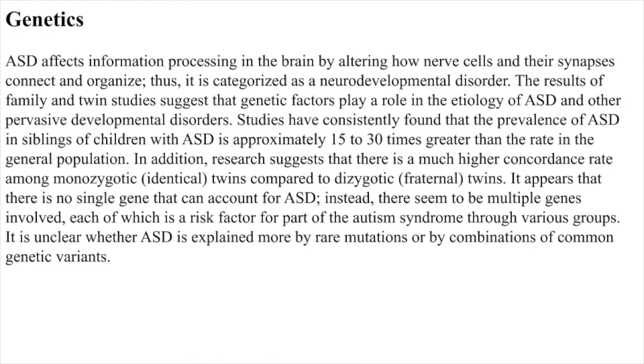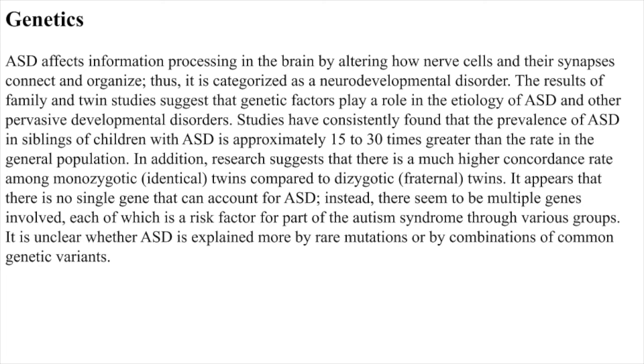Genetics. ASD affects information processing in the brain by altering how nerve cells and their synapses connect and organize. Thus, it is categorized as a neurodevelopmental disorder. The results of family and twin studies suggest that genetic factors play a role in the etiology of ASD and other pervasive developmental disorders. Studies have consistently found that the prevalence of ASD in siblings of children with ASD is approximately 15 to 30 times greater than the rate in the general population.